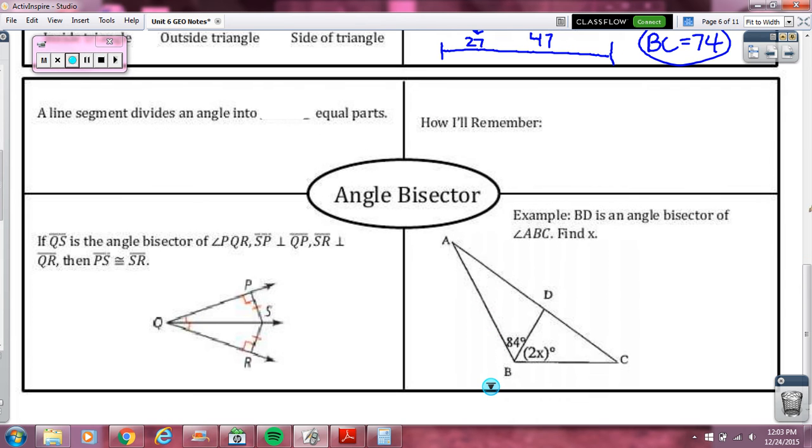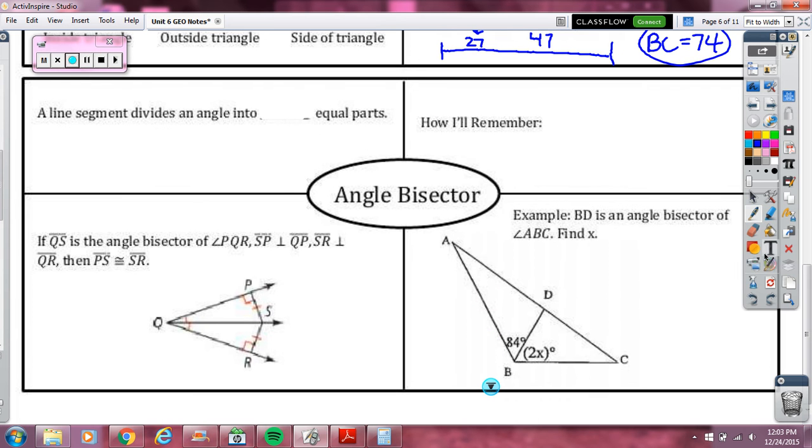Final vocab word, one we've seen before, an angle bisector, is a line segment that divides an angle into two equal pieces. Again, how I remember this one, bisector means cutting things in half. So if it's an angle bisector, it's cutting an angle in half. Here's a nice lovely picture of one.